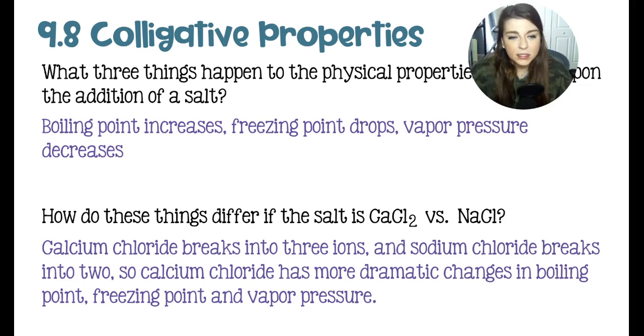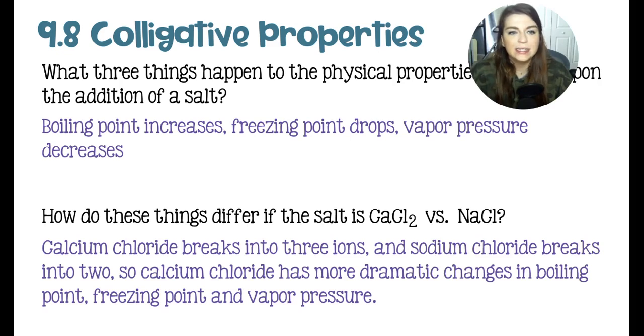Next up, the calcium chloride is going to break into 3 ions. It'll have 1 calcium and 2 chloride ions. And then the sodium chloride will break into 2. It'll break into 1 sodium and 1 chloride ion. So the calcium chloride has a third particle that is interfering with water boiling, freezing, and evaporating.